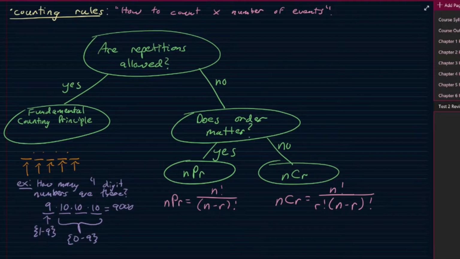N is, let me just write it down. N is the total number of entries, I guess I'll call them. And R is the group size that you're trying to see how many you could make of.